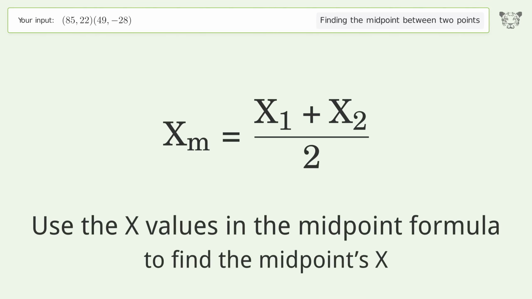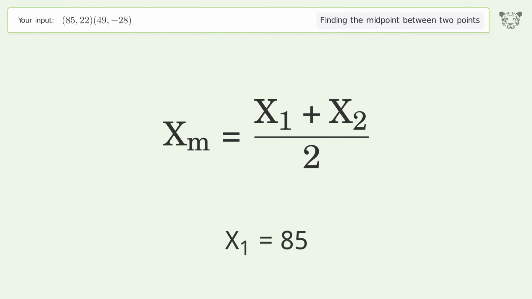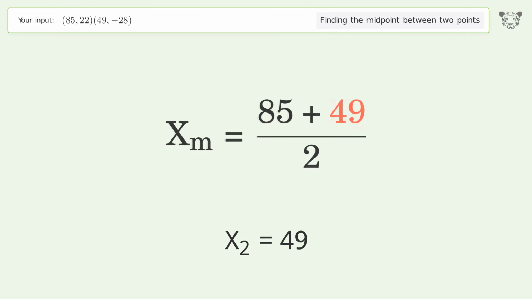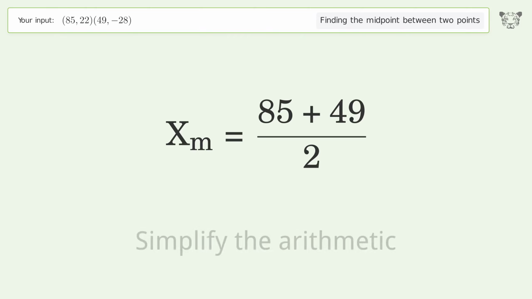Use the x values in the midpoint formula to find the midpoint's x. x1 equals 85. x2 equals 49. Simplify the arithmetic.